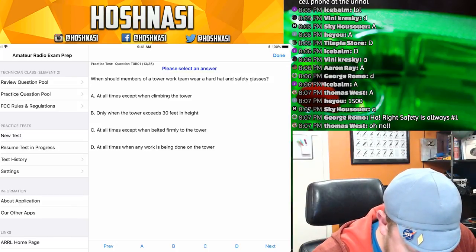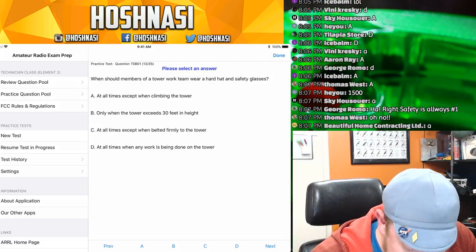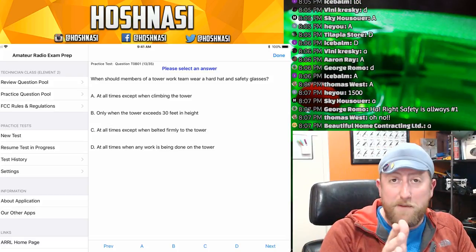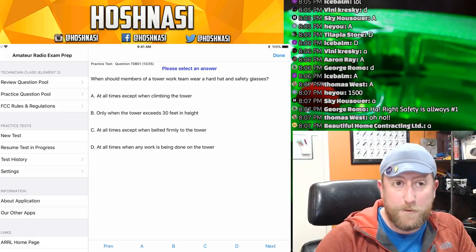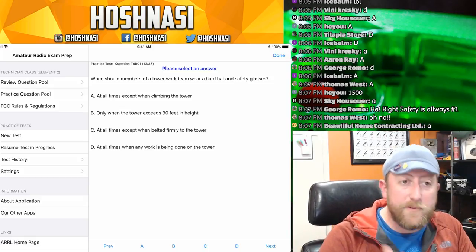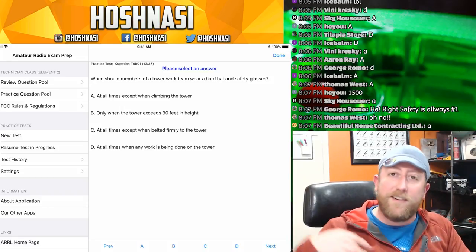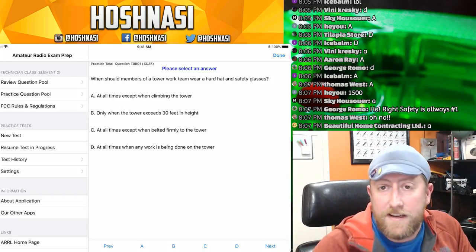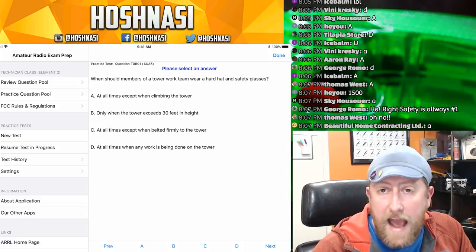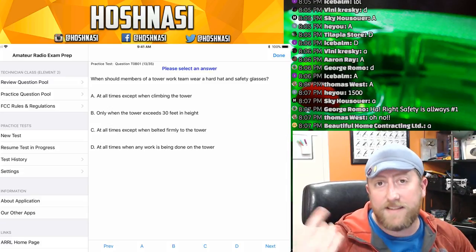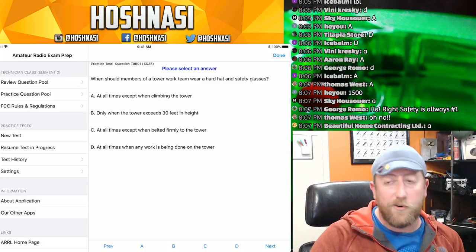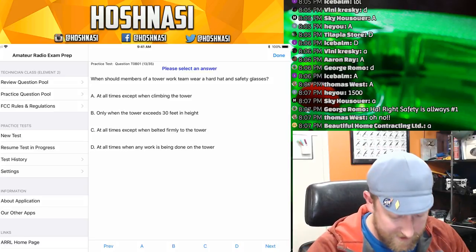Only when the tower exceeds 30 feet in height. At all times except when... Okay, safety, right? It says safety. You don't really have an exception to safety. You just always choose the answer that involves the safest thing. And the answer is D. There's no except. If something says but or except, it's not the right answer. It's D.